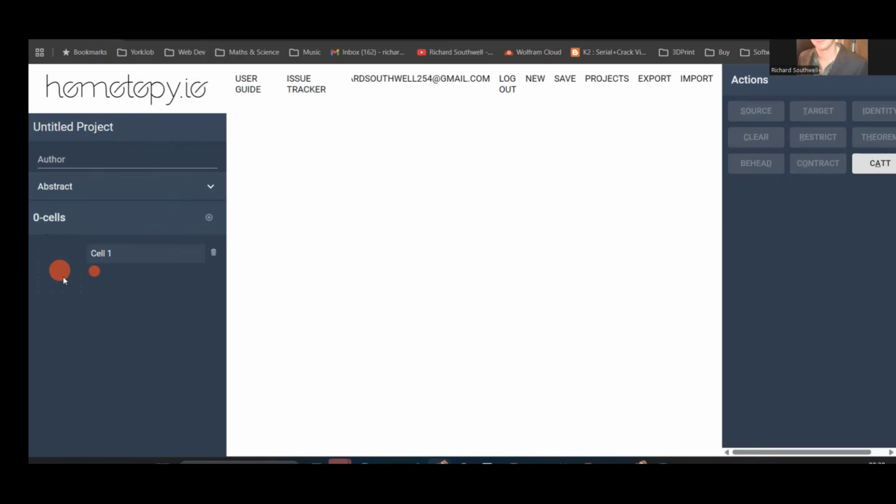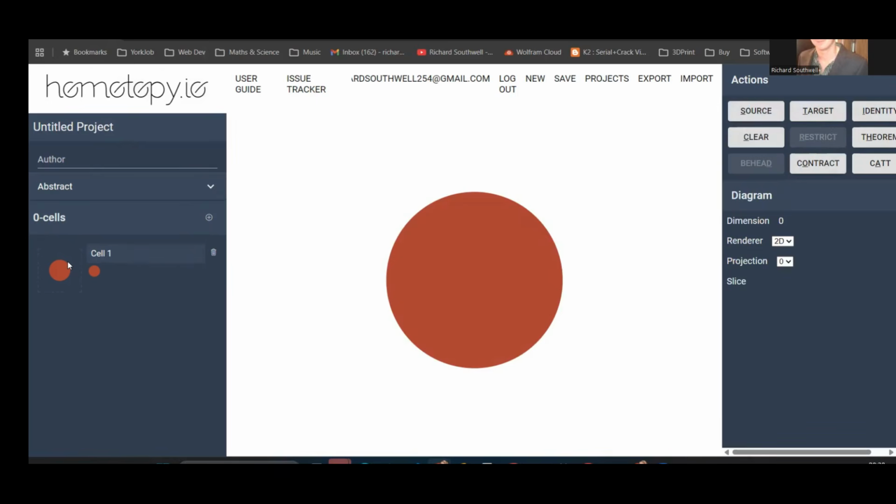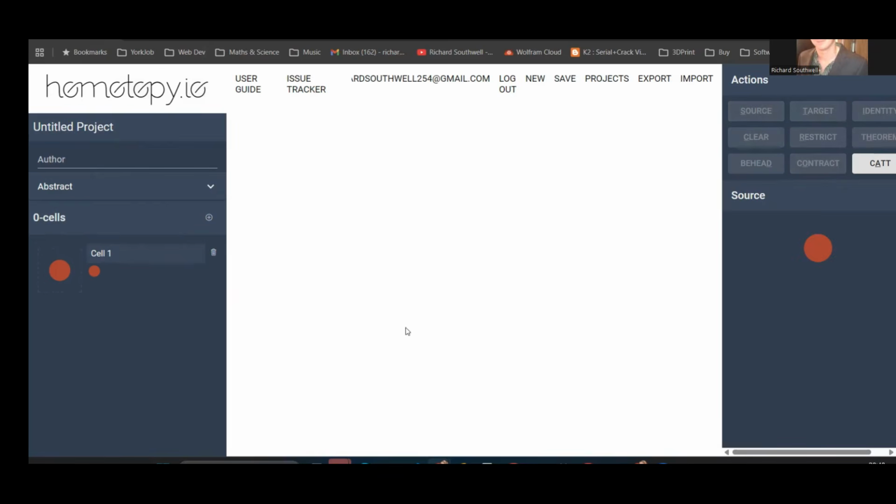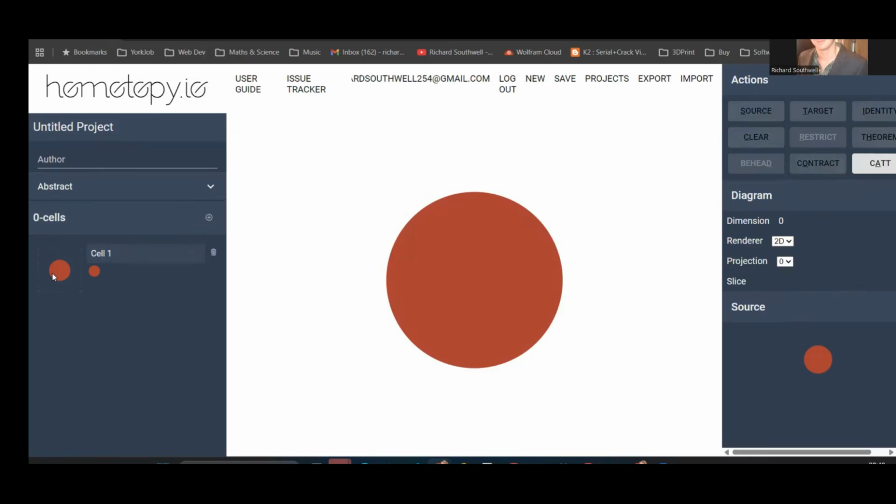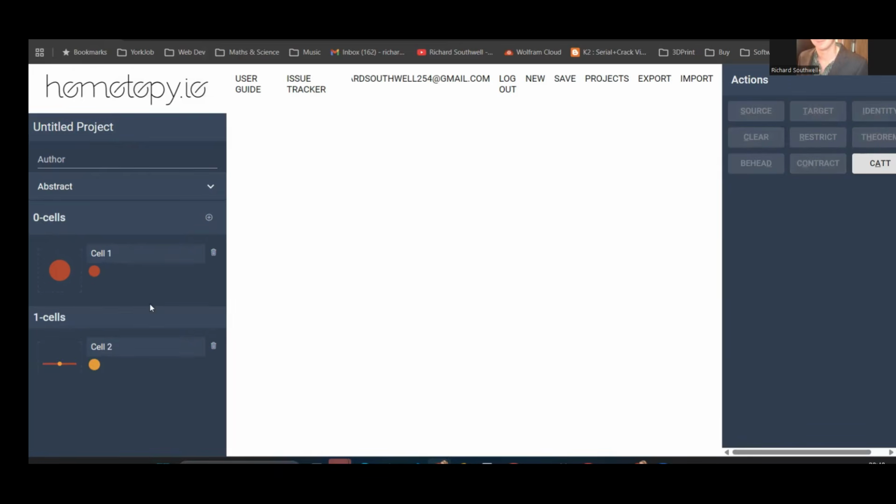I'm going to start by pressing plus and making a zero cell here, this red one. Now I'm going to click on this, and now I want to have this as my source. And then I'm going to click on it again, and I'm going to have it as my target. And now I have this cell 2 here. So I'm going to click on the pictogram for that.